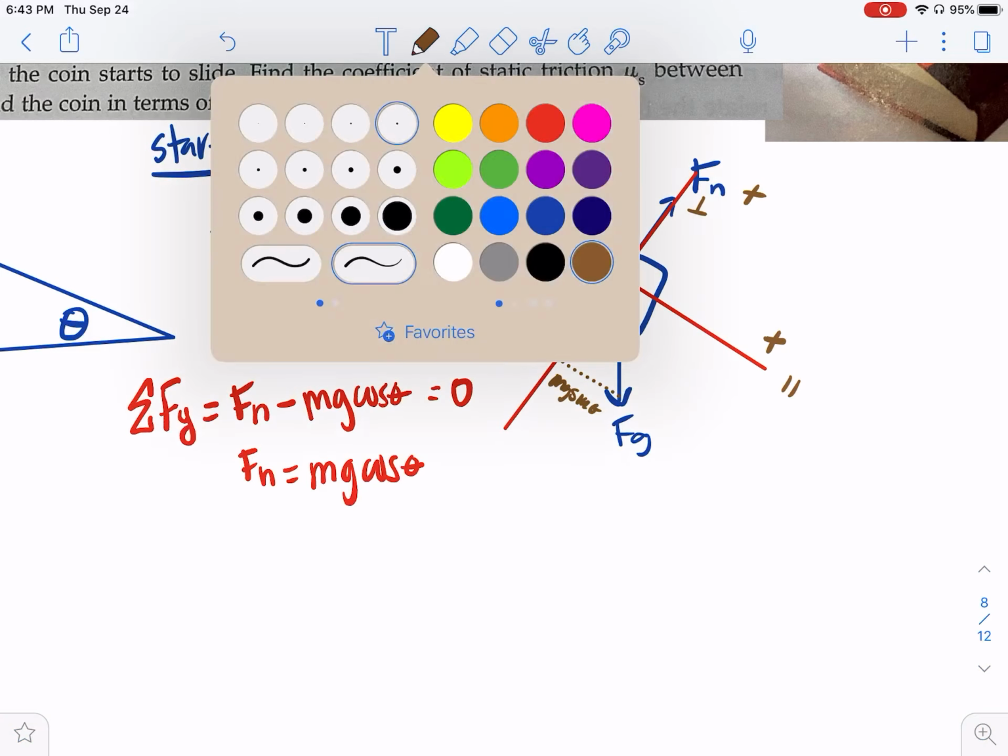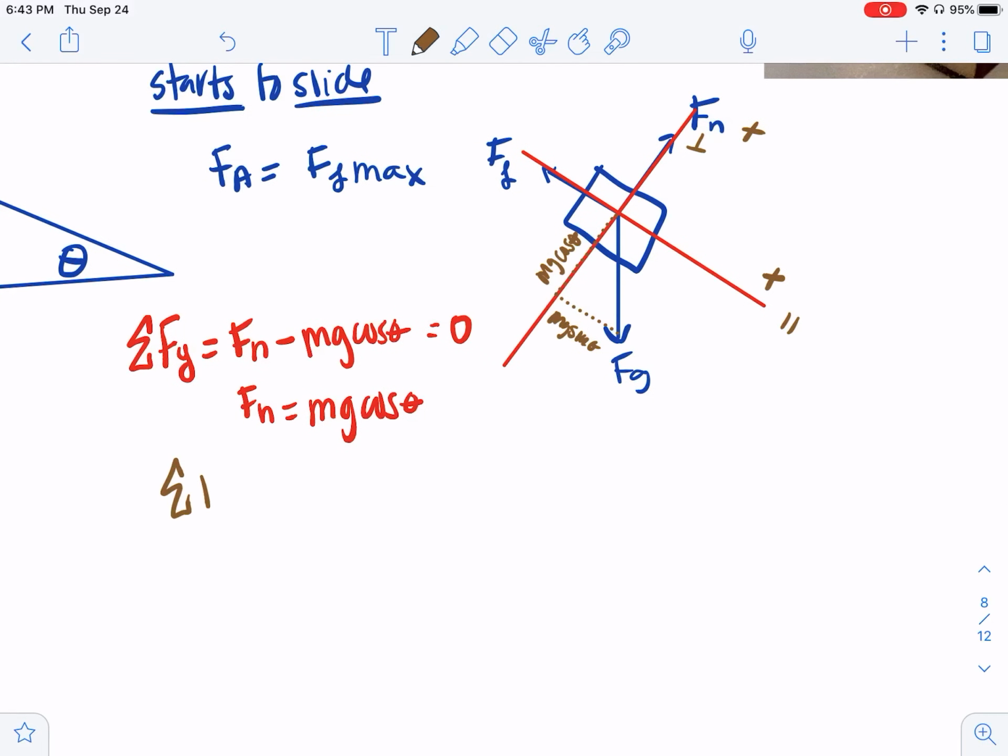I can also do my sum of forces in the x direction, or sorry, in the parallel. This should be parallel, and this should be perpendicular. I apologize there. It's hard to get used to. In this direction, I have two different forces. I have mg sine theta minus force of static. We're going to say it's still equal to 0 because it is yet to move. We're at that critical moment where, as soon as we overcome it by even an ounce, we have now moved on. So here we can say mg sine theta is equal to the Fs max.